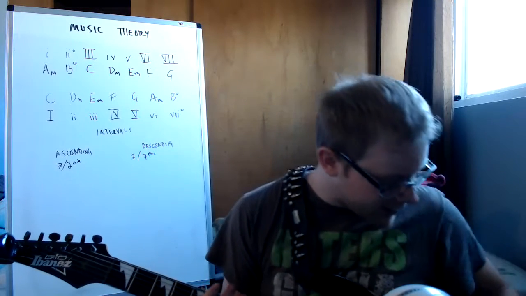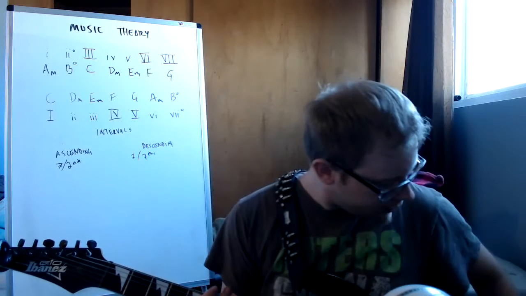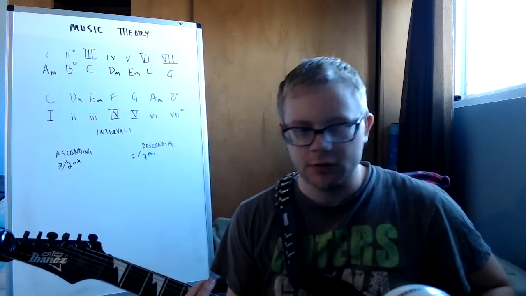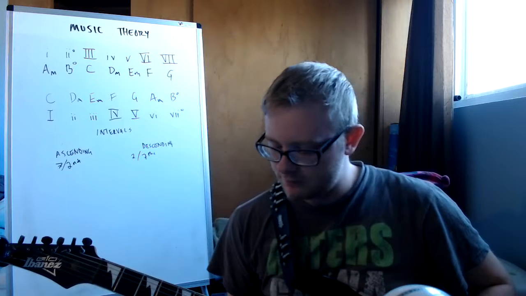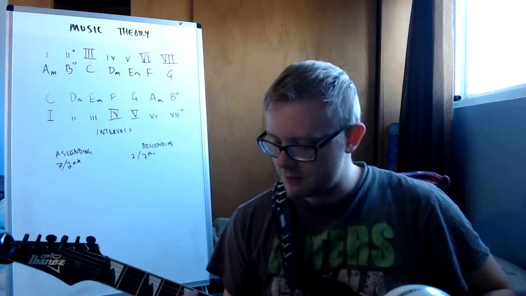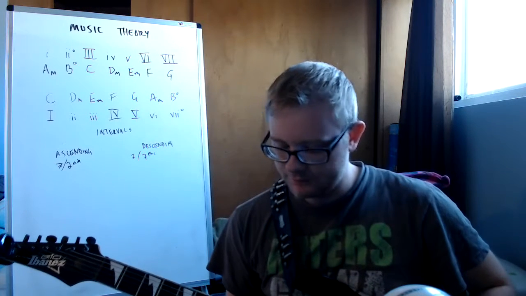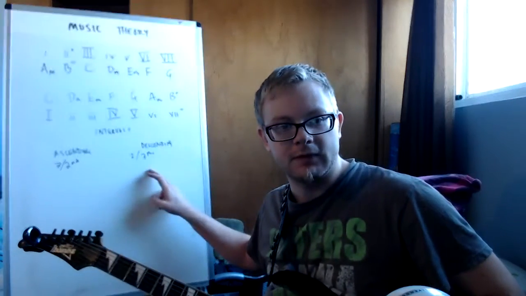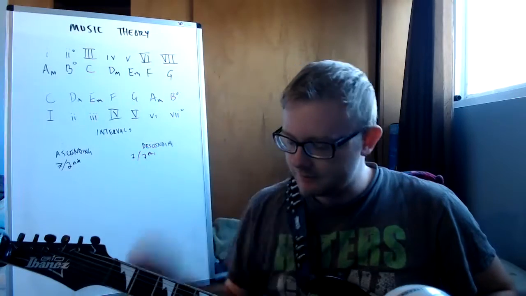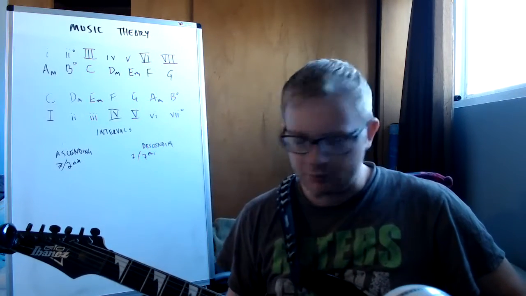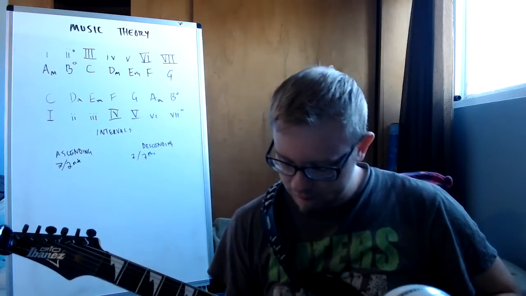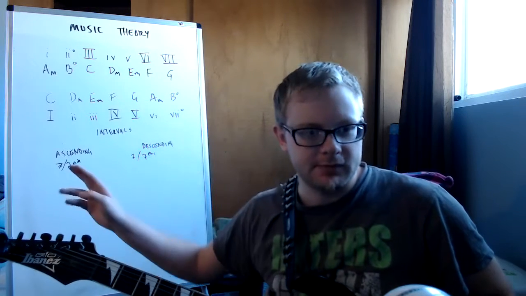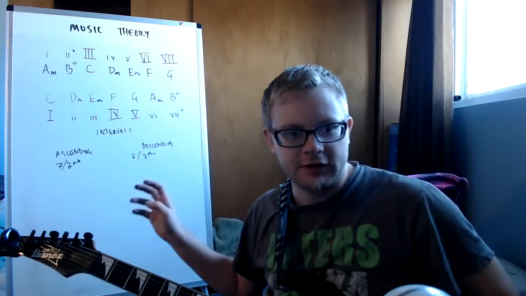So we've got our 1 is here. We'll do A minor first. 1, 2, 3, 4, 5, 6, 7, and 8. So I was ascending by seconds, or same thing, descending by sevenths. Next, we have C major. So that was ascending by seconds or descending by sevenths.